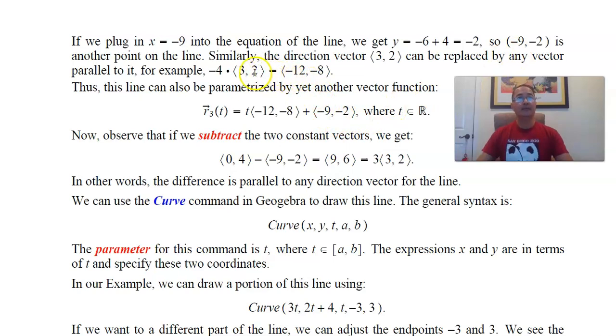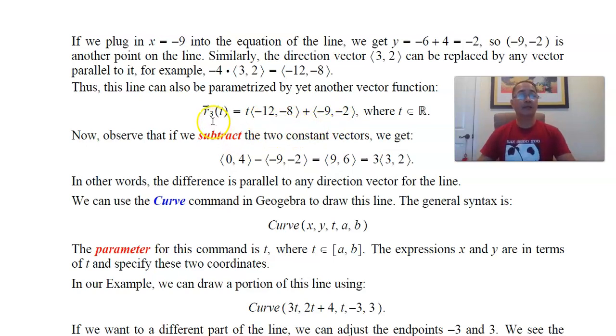And we can make another direction vector for the line. All you have to do is multiply by a non-zero number. So if you multiply by -4, you get this direction vector. Obviously, if a line has a direction, it better be a non-zero vector. You have to go somewhere. So this is a new way by which we can parametrize our line.